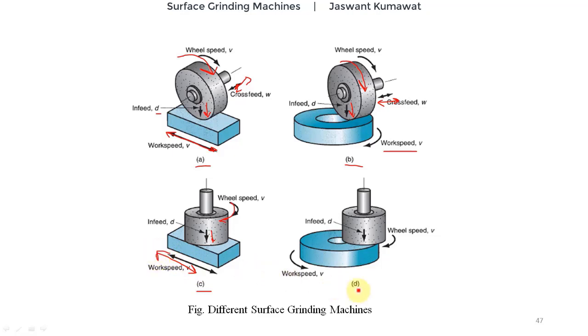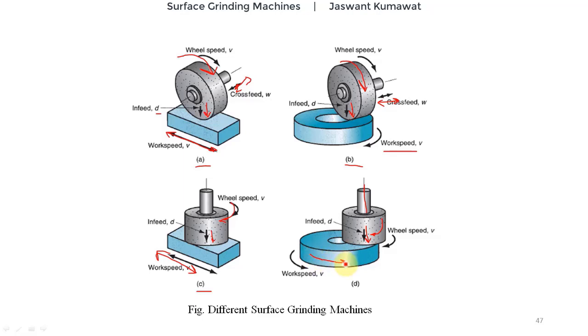Last type of surface grinding is vertical type with rotary work table. Here the grinding wheel is mounted on vertical spindle, and this grinding wheel is given rotary motion. Along with this rotary motion, it is given in feed also. And the work being mounted on rotary table, it is given rotary motion.